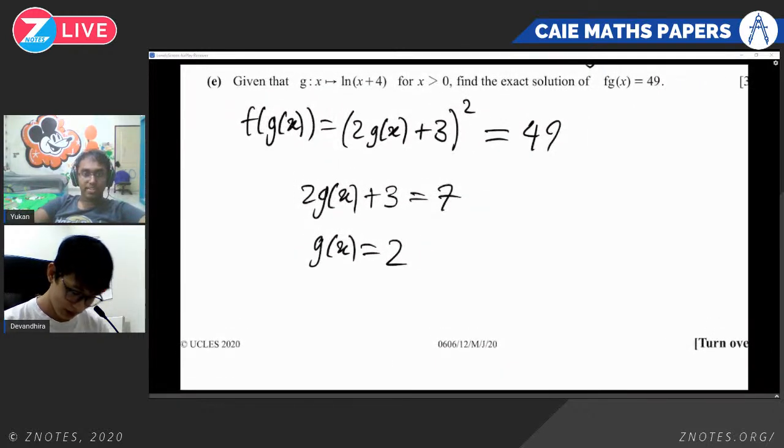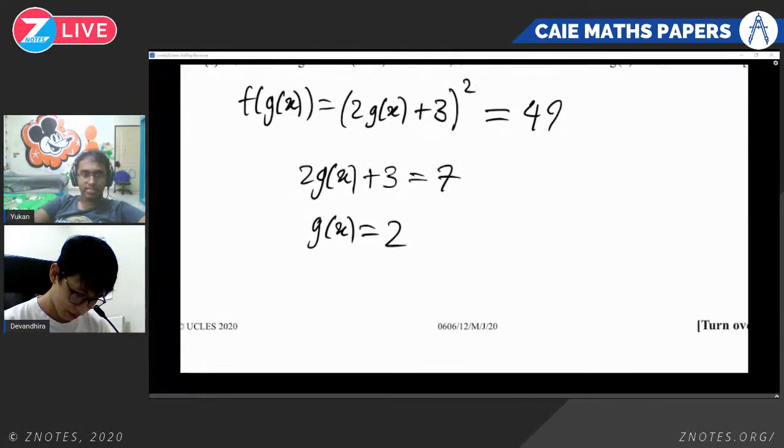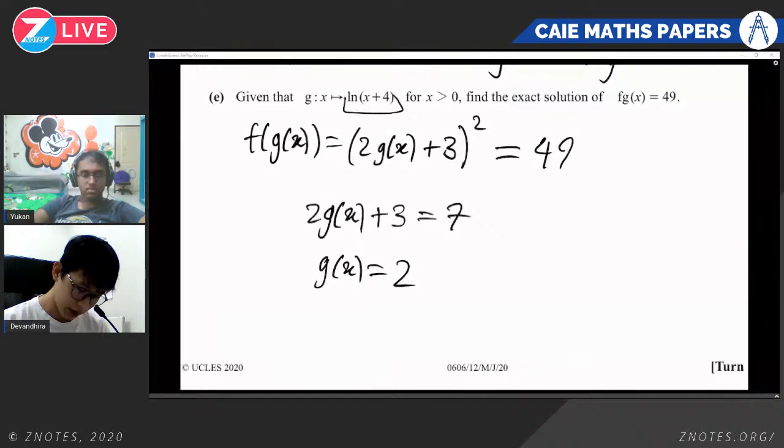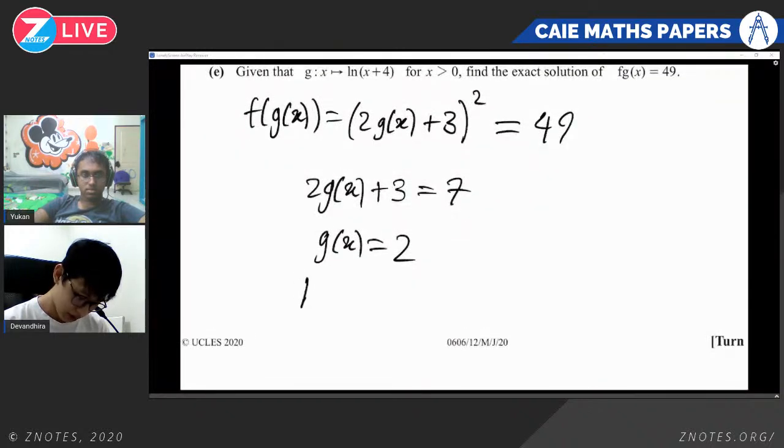No, we have to expand g of x and then find x. Exactly. So what was g(x) before? It was ln of (x plus 4). So we'll replace that. ln of (x plus 4) is equal to 2.